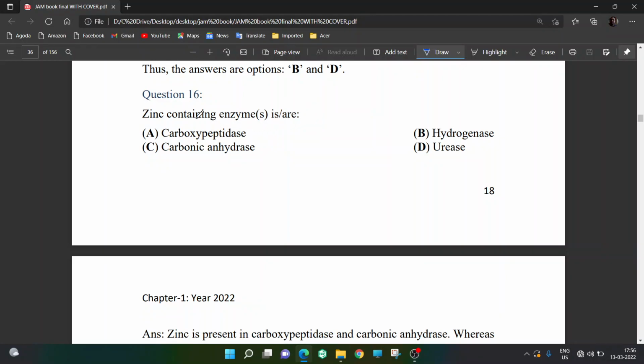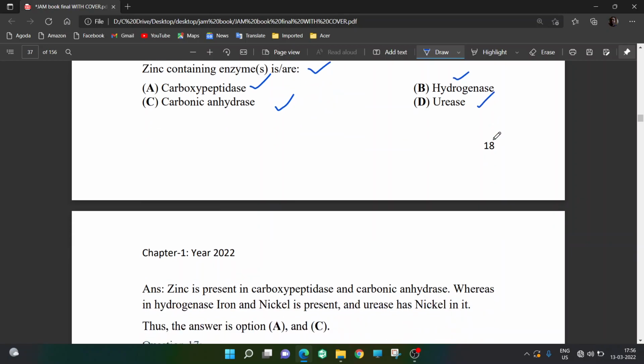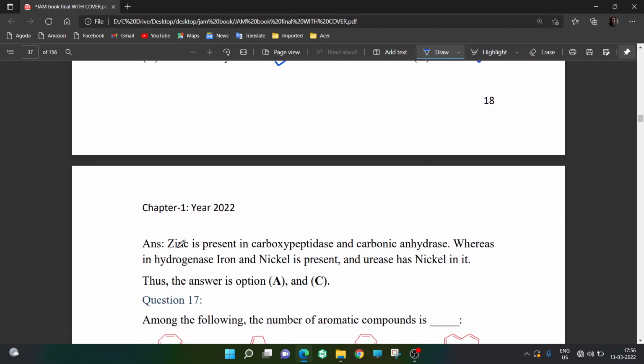The first question says zinc containing enzymes is or are carboxypeptidase, carbonic anhydrase, hydrogenase, urease. Now this you have to remember, there is no way of understanding it. In carboxypeptidase and carbonic anhydrase we have zinc, whereas in hydrogenase nickel and iron are present, and in urease nickel is present.